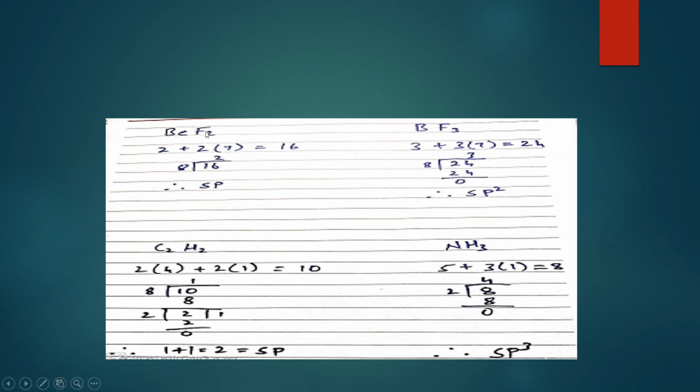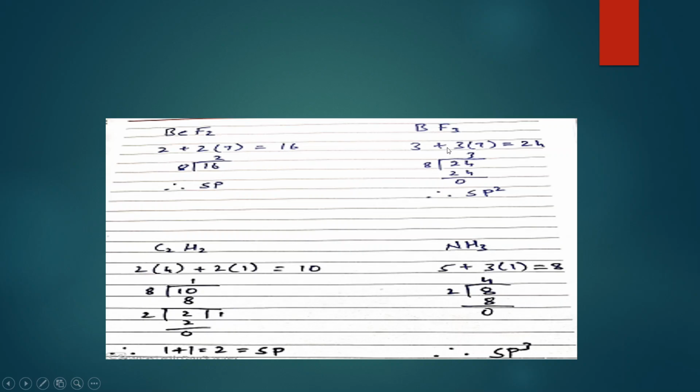Let us see BeF2. Beryllium has 2 electrons in its valency shell. Fluorine has 7. So 7 into 2, as it has 2 fluorine atoms, it is 14, plus 2 is 16. So it is greater than 8, less than 54. So divided by 8. 8 into 2s are 16. That means it is sp2 hybridization.